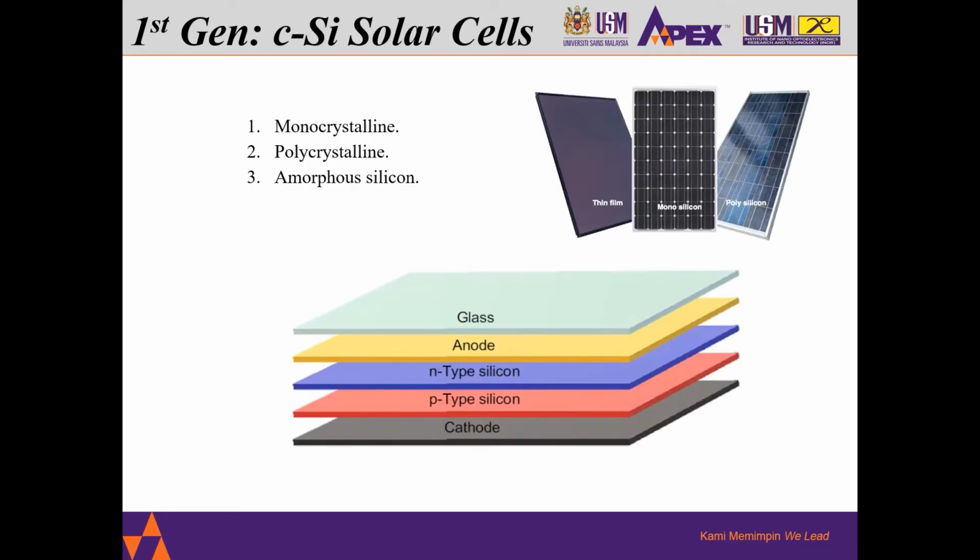The first one is the silicon solar cell. There are three types of silicon solar cell. The first one is monocrystalline, the second one is polycrystalline, and the third one is amorphous silicon. So this is an example of the typical structure of a silicon solar cell, starting with glass, anode, N-type silicon, and P-type silicon, and also cathode.